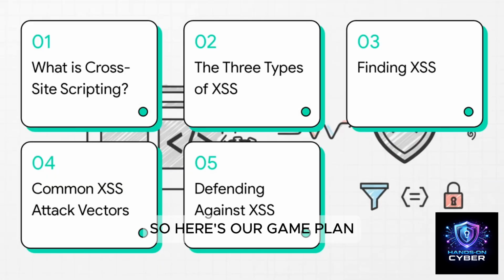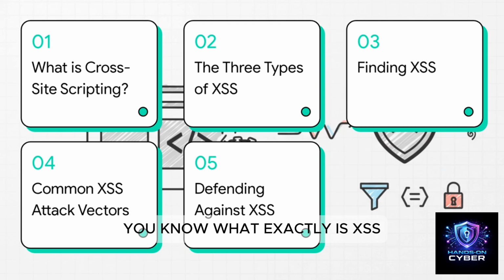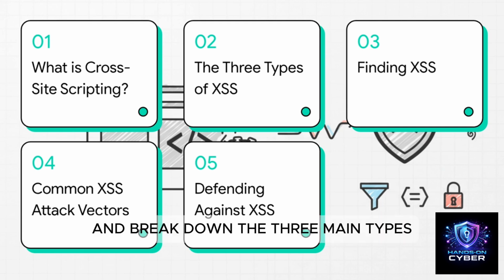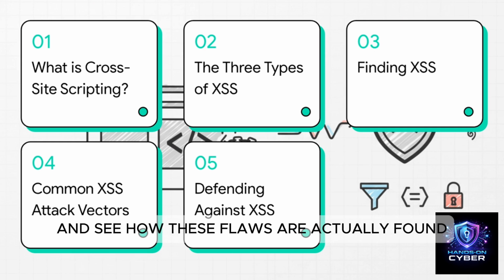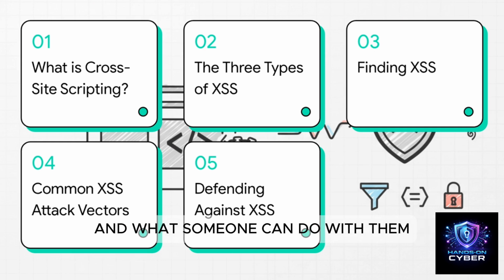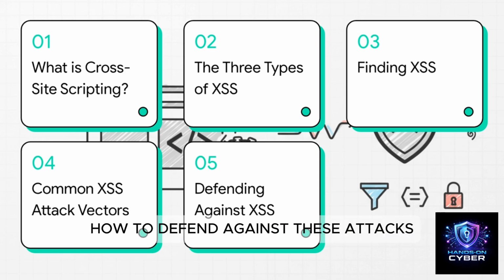Okay, so here's our game plan. We're going to start with the fundamentals, what exactly is XSS? Then we'll get into the specifics and break down the three main types. After that, we'll put on our attacker hats and see how these flaws are actually found and what someone can do with them. And of course, we'll wrap up with the most important part, how to defend against these attacks.